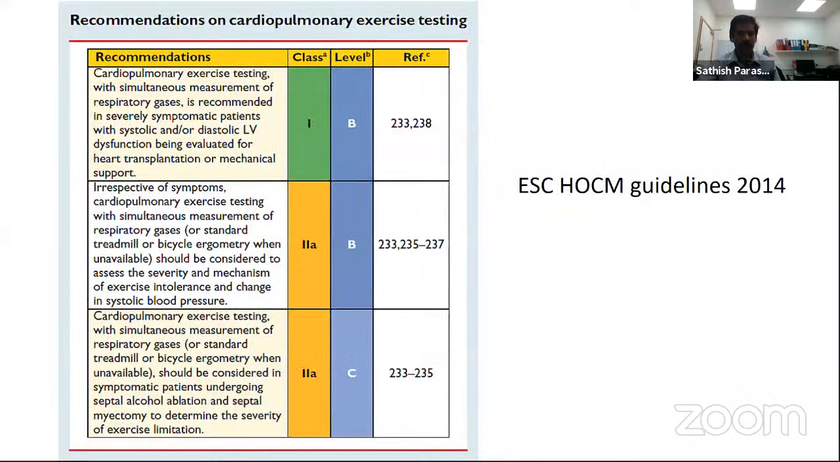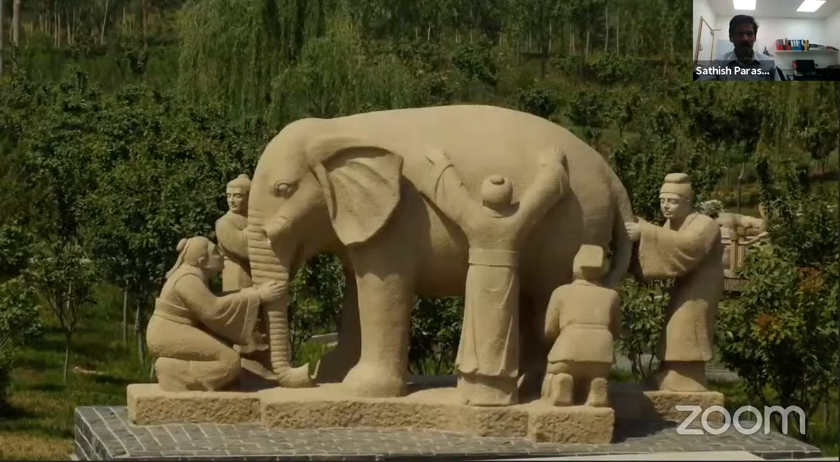Hypertrophic cardiomyopathy guidelines: it is a class 1 indication for symptomatic patients with hypertrophic cardiomyopathy, class 2A indication for asymptomatic patients. What is the other indication?